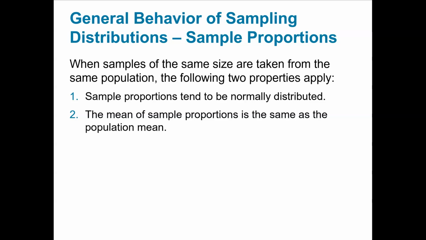So first we're going to talk about sample proportions. When samples of the same size are taken from the same population, two things happen. They become normally distributed or bell-shaped, and the mean of the sample proportions is the same as the population proportion. Again, what does that mean? If we have 10,000 in our population and we take proportions for 50 different ones, so the value we want over the total, and we keep doing it over and over and infinitely many times, what's going to happen is the mean of those sample proportions is going to end up being the same as that population proportion.